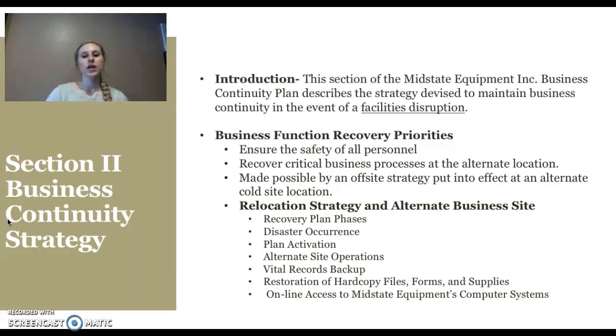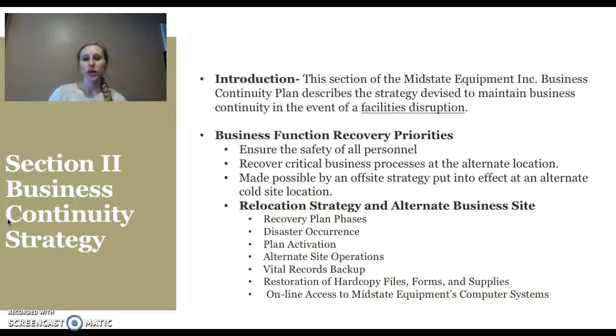The strategy section defines the strategy devised to maintain business continuity in the event of facilities disruption. The priorities of Midstate Equipment are to ensure the safety of all personnel, as well as to recover critical business processes, which is able to be put into effect at an alternate cold site location, which has been established by Midstate Equipment.